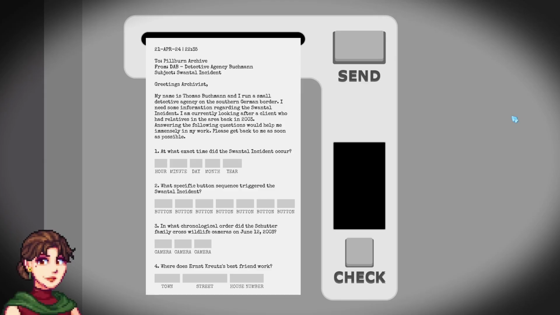So the first one is time of Swansel incident. Second one, button sequence. Then chronological order. So cross wildlife cameras. So I'm just gonna say cameras. And then the date. So that was 12th of June 2003.